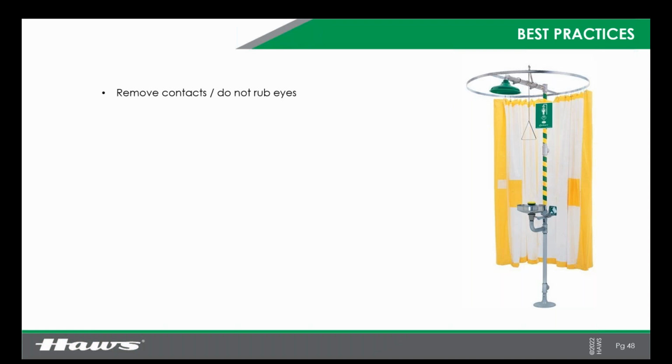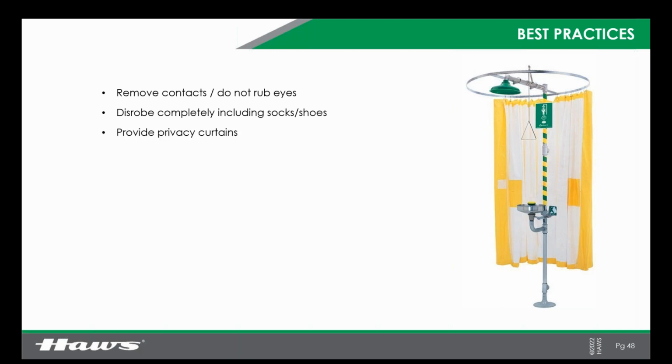A couple best practices to keep in mind: take your contacts out if you've been exposed to something. You don't want it getting trapped between your contact and your eye. Don't rub your eyes, right? We don't want cross-contamination. Disrobe completely. You got to be in your birthday suit. Contaminants are going to get trapped in your clothes. They're going to run down into your shoes and into your socks, and we need to make sure that that is not going to get trapped there and continue to harm you, okay?